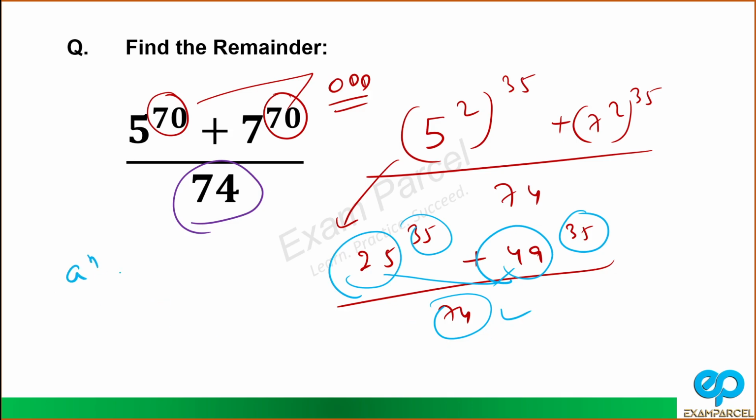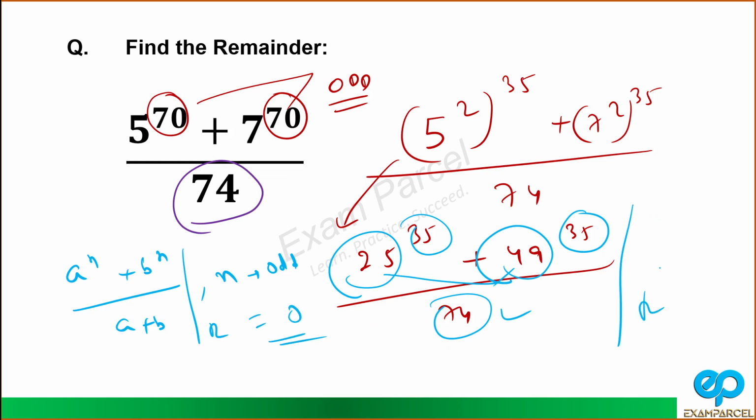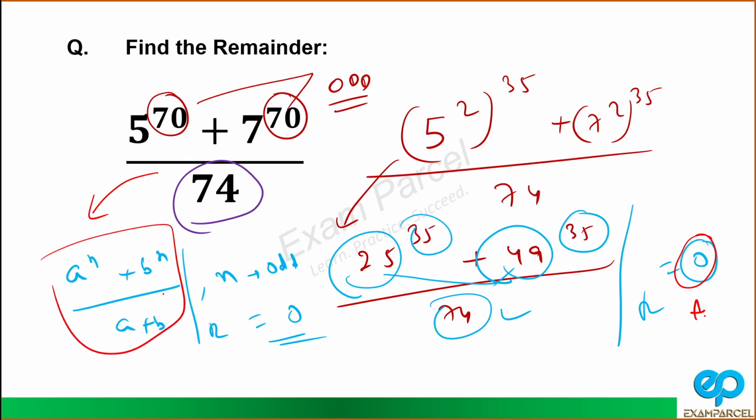So here we have a pattern: A raised to the power n plus B raised to the power n divided by A plus B, and also n is odd. So therefore this is going to give me a remainder of 0. Hence this is going to give me a remainder of 0, right? So that's how we can solve such questions. At first look, you might get confused that my pattern is not being applied here. But if you manipulate the powers, if you manipulate some bases, then you might find that this perfectly fits our pattern. Okay, so I hope this is clear to you.